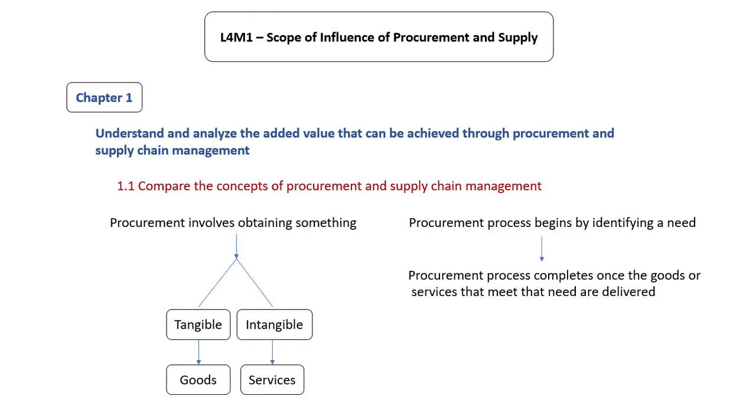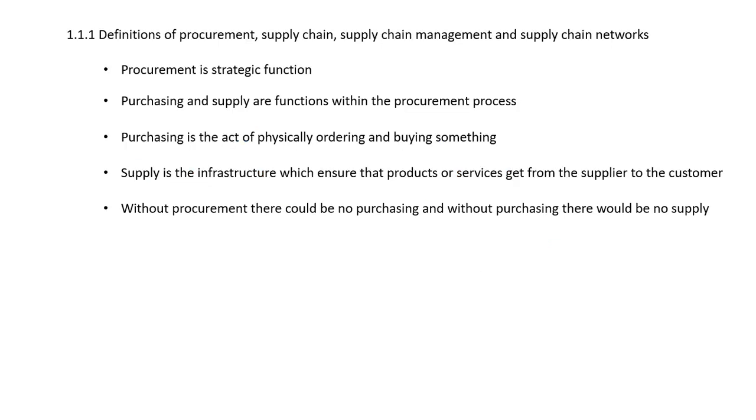Let's go through the first topic, which is 1.1, compare the concepts of procurement and supply chain management. Procurement involves obtaining something, tangible like goods or intangible like services. The procurement process begins by identifying a need. The procurement process completes once the goods or services that meet that need are delivered. Now the first point, 1.1.1, definitions of procurement, supply chain management, and supply chain networks.